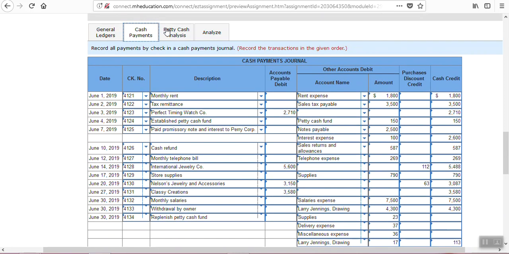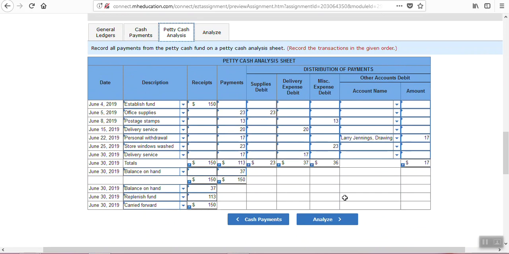So go back over here. We've got a supplies debit, a delivery expense debit, a miscellaneous debit, and then an other accounts debit. So you're going to take these totals and record them as these expenses, and then we've got this one that's kind of different by itself, but you're going to take that account, and that's a debit also, and you're going to record them over here.